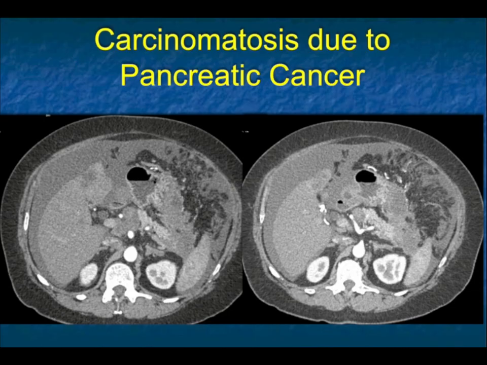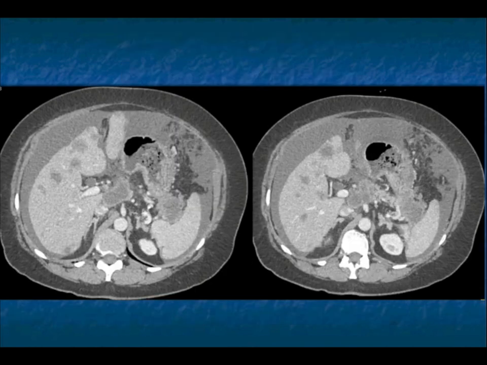We also see spread into the peritoneal cavity. Tiny implants will make patients unresectable. This is a more dramatic case: extensive ascites, tumor at the tail of the pancreas, tumor growing on the omentum, widespread carcinomatosis present, obviously also widespread liver metastasis.